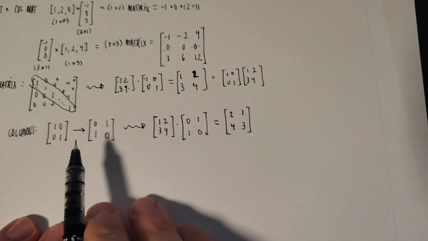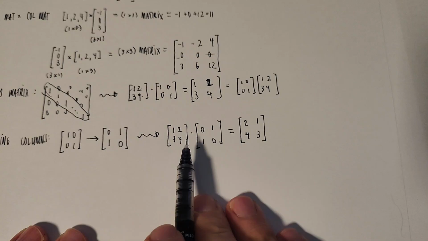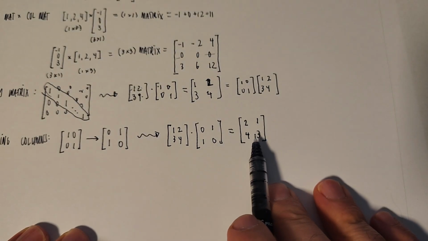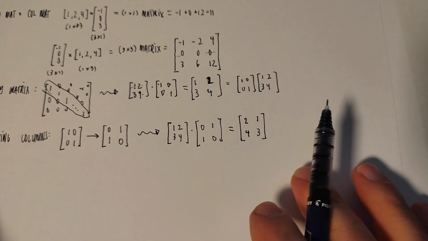So if we take the identity matrix and perform an operation on it, when we multiply any other matrix by that identity matrix, it mimics that operation. Okay, pretty handy tool there.